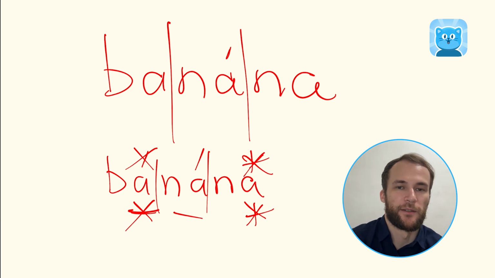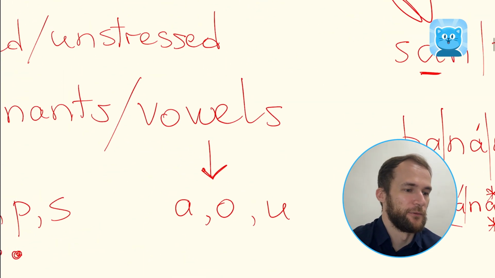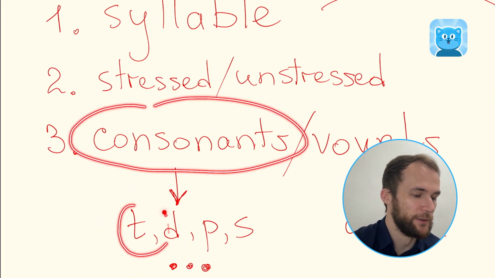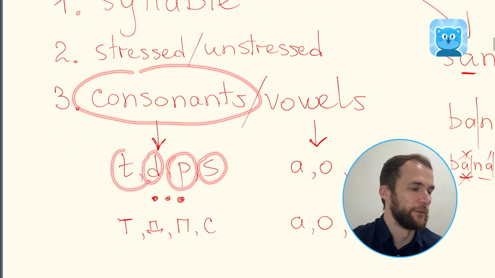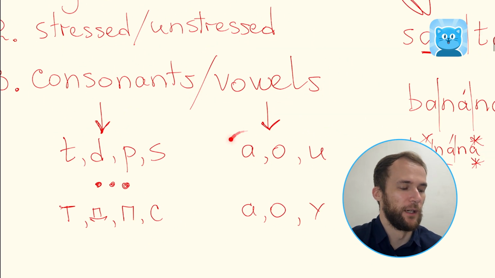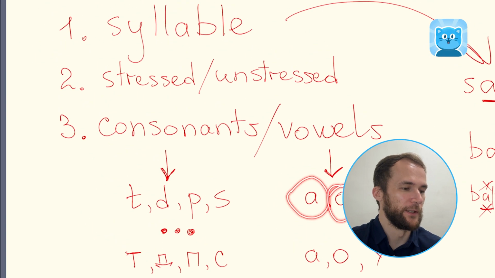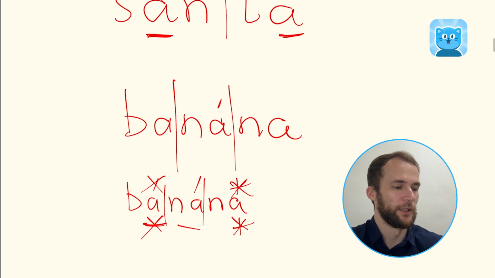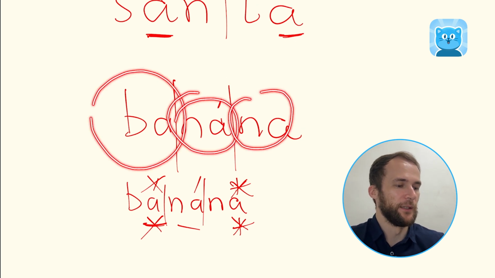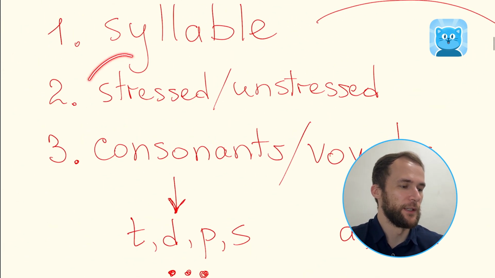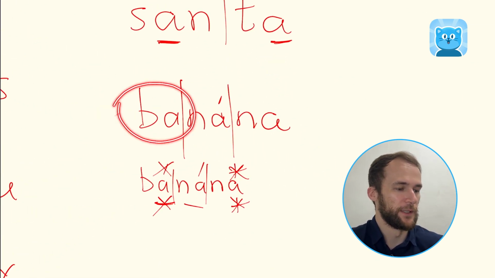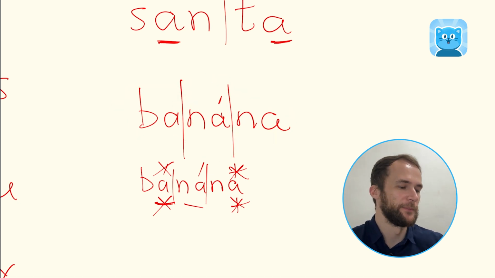All right. So that's what I wanted you to know. We have consonants like t, d, p, s. We have vowels like a, o, u. We have syllables, which are the parts of the word with vowels. And we have stressed and unstressed syllables. So here it's unstressed, but this is stressed. Okay.